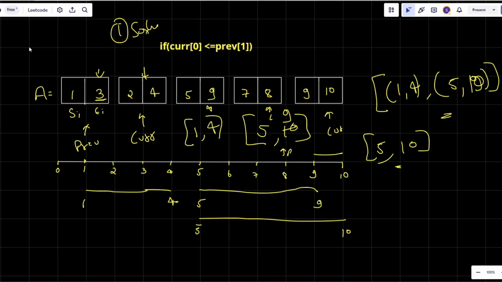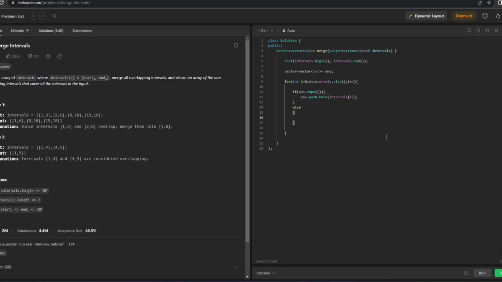Let's see. Initially my answer will be empty, so I'm inserting this interval over here. Now it will look like this: 1, 3. Now see, this will act as my previous one, and this will act as my current one. So that's the significance behind adding this to my empty answer. Now over here we'll perform the conditioning part.